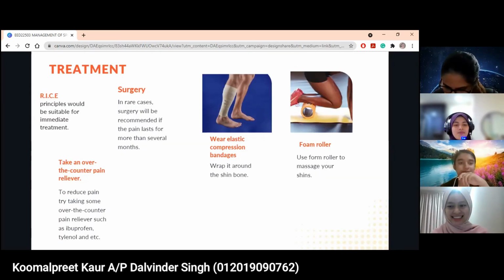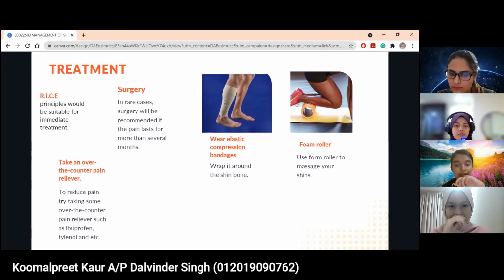Next. Okay, now we have the treatment of shin splints. The first one is usually RICE. RICE principles would be suitable for immediate treatment. Next, take an over-the-counter pain reliever to reduce some pain, and surgery in rare cases would be recommended if the pain lasts more than several months.